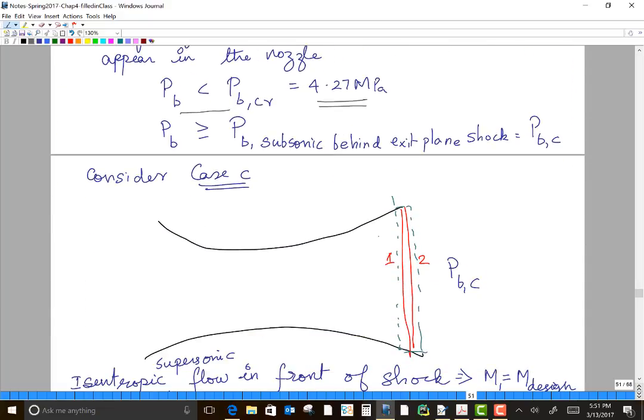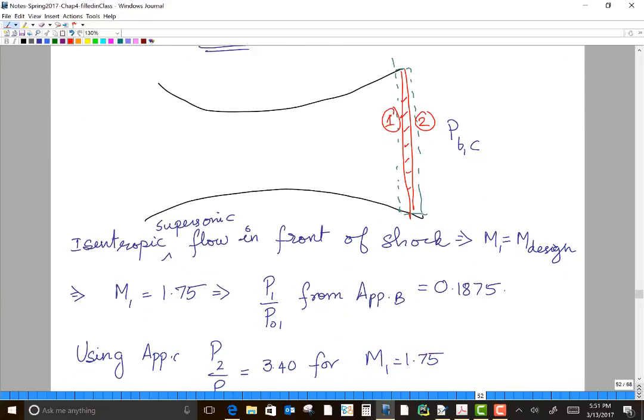So I need to compute this PBC, which means I need to look at a case where at the exit plane of this converging diverging nozzle, I have a shock that is given in red. So this is my shock, okay? So this is my shock, and I can denote the conditions before and after the shock by 1 and 2, okay? So the Mach number at the location in front of the shock is the isentropic flow solution at that location, right? Because the flow here is isentropic, okay? This is isentropic flow.